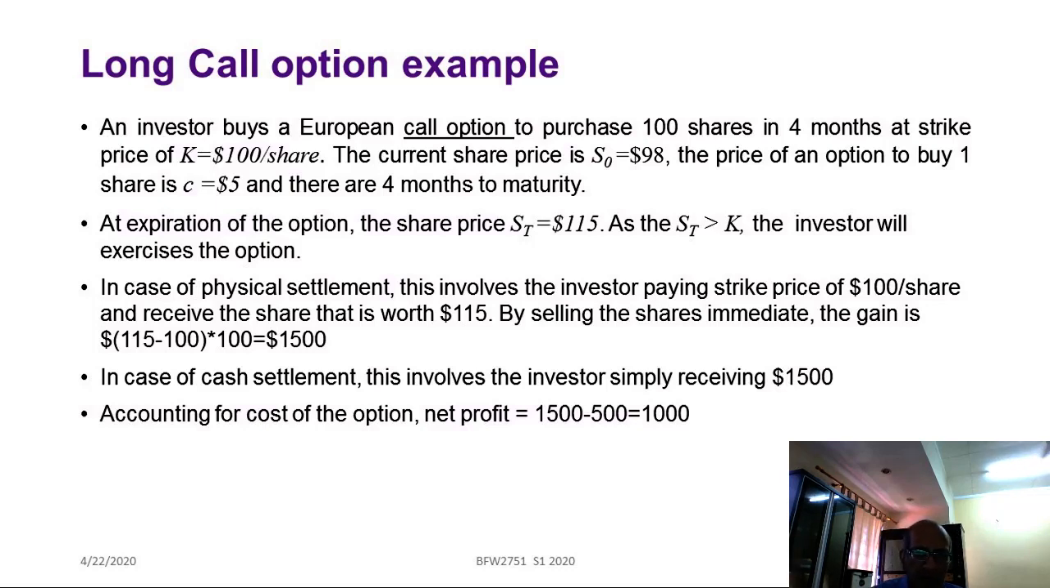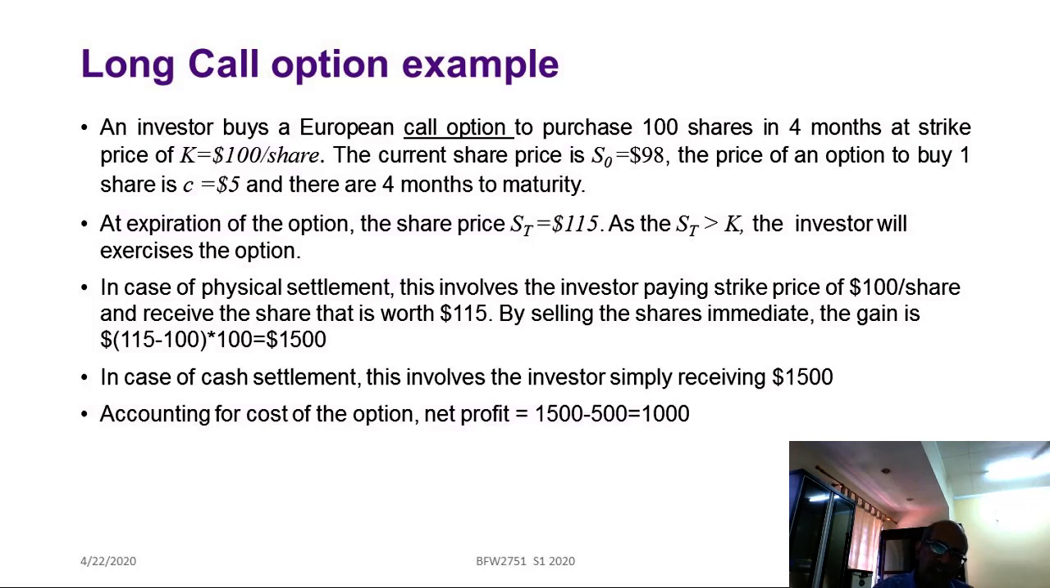more than $100. Assuming that there is some good news about this particular share, you are expecting the share price to soar, to be bullish above $100. So you set a price at $100 because the nearer it is to the current price, the higher the premium you have to pay. The current share price is $98. The price of an option to buy one share is $5. You are paying a premium of $5 per share here, and there are 4 months to maturity.